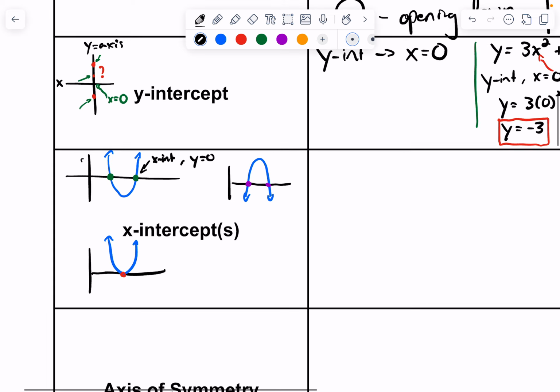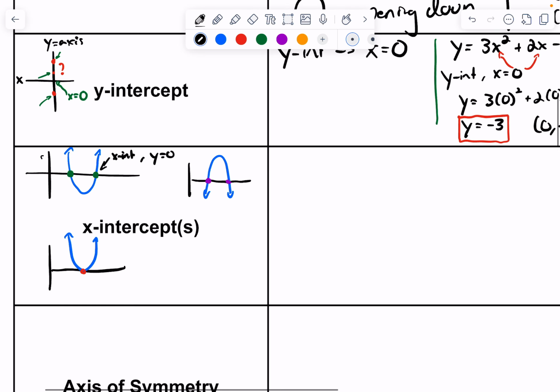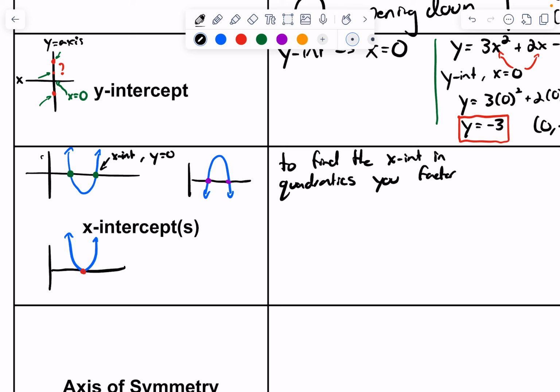So this whole thing you've been learning before is factoring. To find the x-intercepts in quadratics, you factor. Or algebraically, you take your equation and you set y equal to 0.